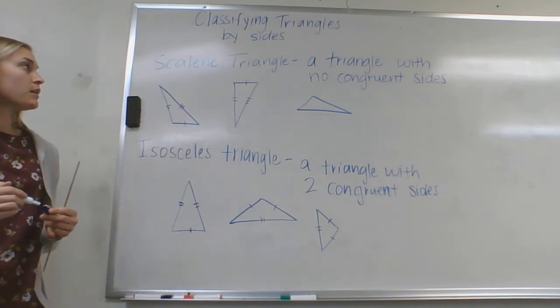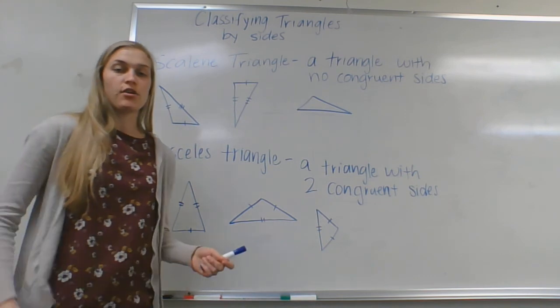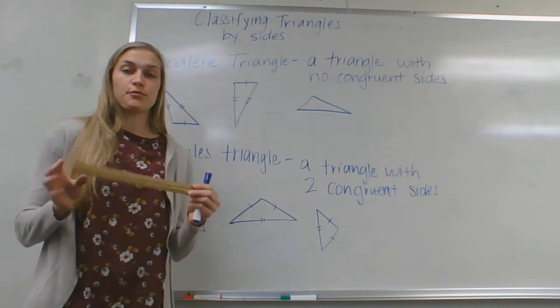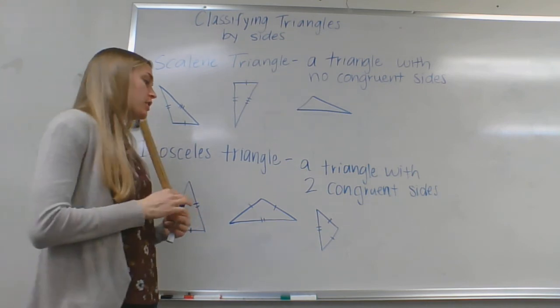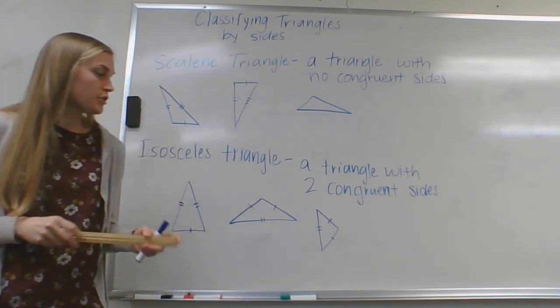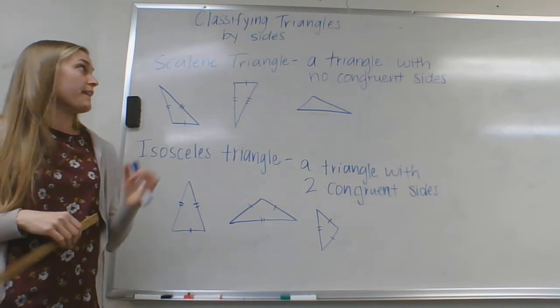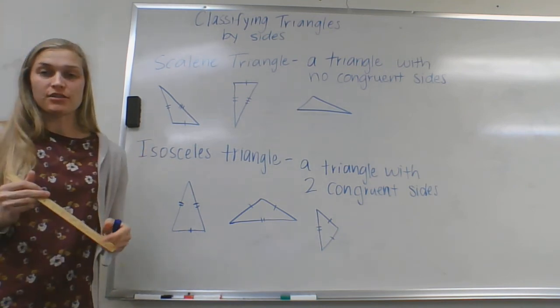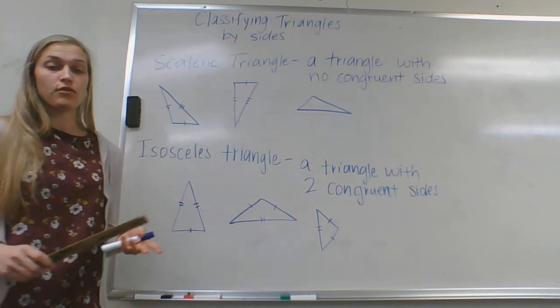Right? So these are ways to classify triangles based on their side lengths. You would use a ruler, centimeters, maybe inches, depending on how big the triangles are, to measure the sides to tell what the side lengths are. And that is how you classify triangles based on sides. These are either isosceles, equilateral, or scalene.